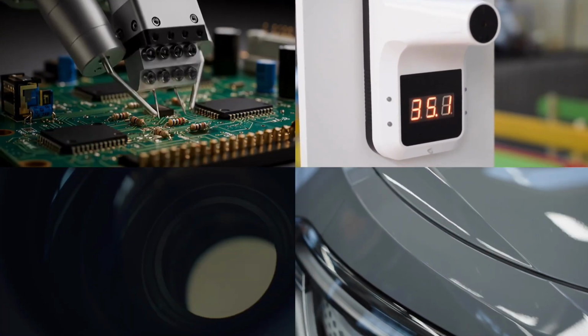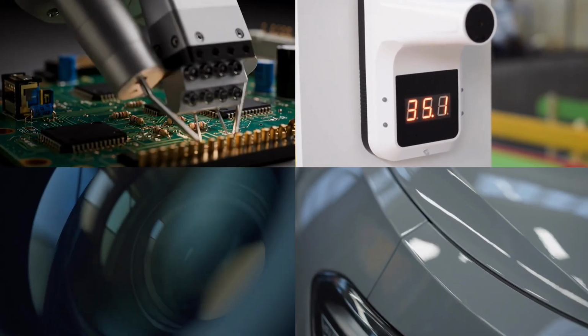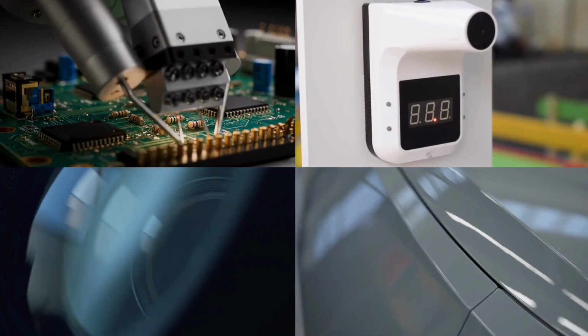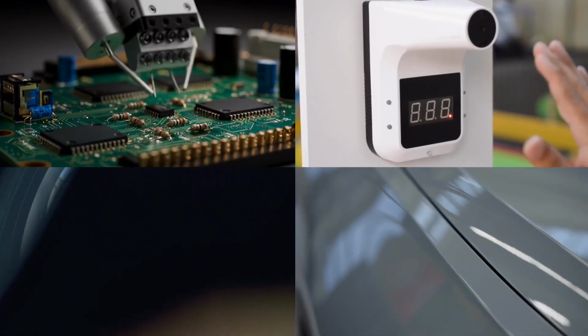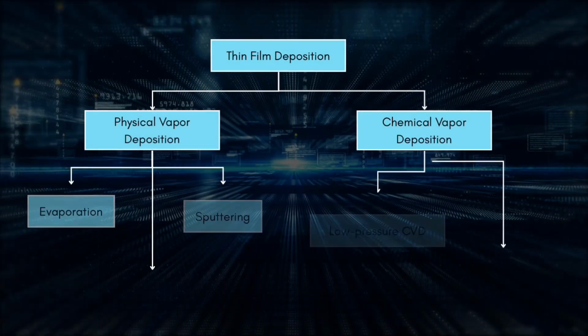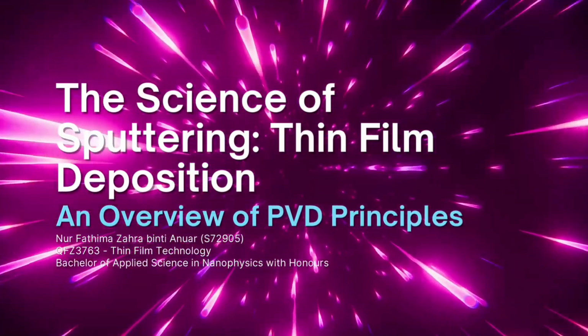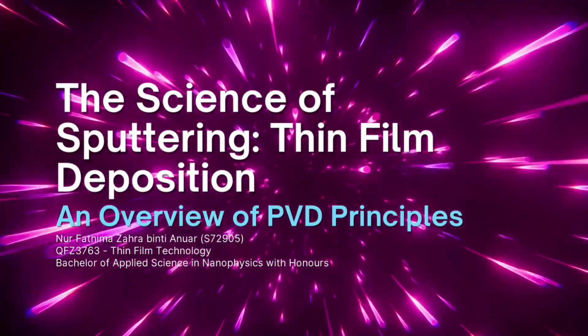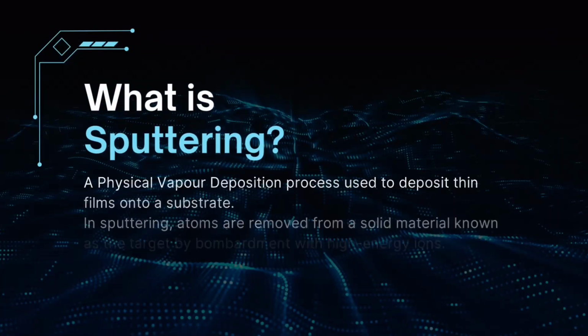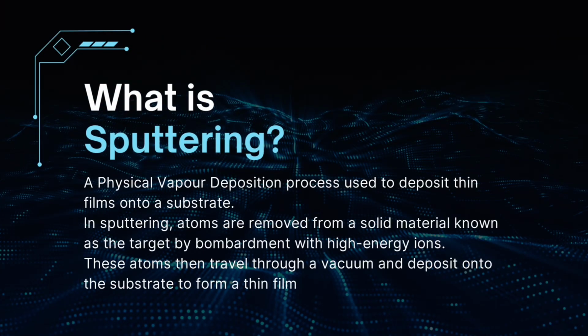Thin films are important because they can conduct electricity, control light transmission, protect surfaces from wear, and improve chemical stability. To fabricate these thin films, controlled deposition techniques are required. In this video, I will focus on sputtering, which is a PVD technique. Sputtering is a physical vapor deposition process used to deposit thin films onto a substrate.